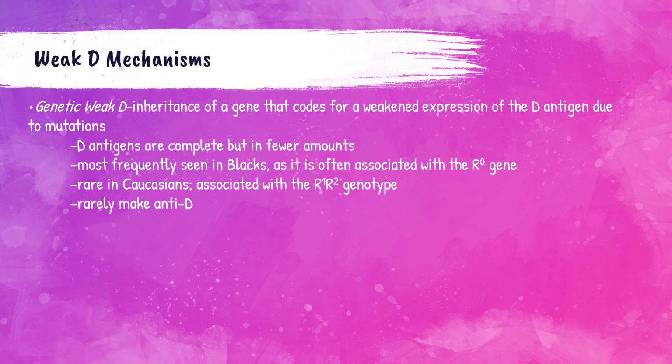I'm going to be discussing the different mechanisms of weak D, and then I will talk about how the testing is performed. There are 4 mechanisms for the weak D phenomenon: genetic weak D, the position effect, D mosaic or partial D, and DEL. Genetic weak D occurs when a gene that codes for a weakened expression of the D antigen is inherited. This is due to mutations. In this case, D antigens are complete, but they are present in fewer amounts on the red blood cells. Genetic weak D is most frequently found in the Black population in the United States and is often associated with the R0 gene. This is rare in Caucasians, but when it occurs in Caucasians, it's associated with the big R1, big R2 genotype. Individuals with genetic weak D rarely make anti-D antibodies.